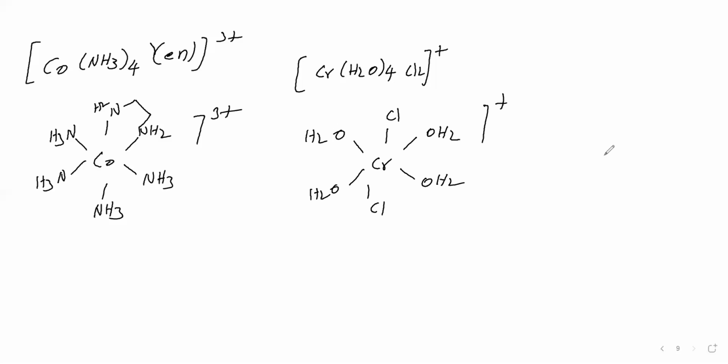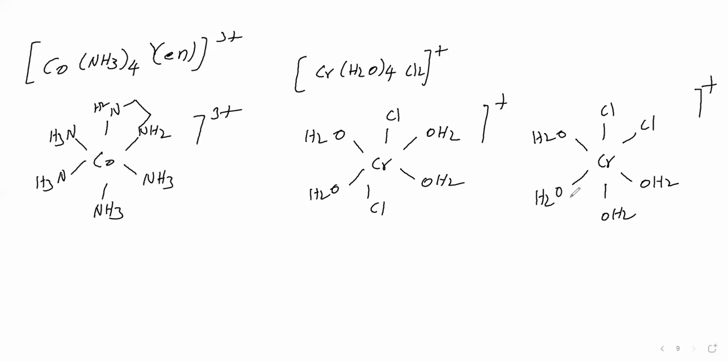Now we will take like this. In this one, do you say a plane of symmetry is present? We have taken a plane like this. Then the left side of this plane is this one, the right side of this plane is this one, equal. Therefore, the plane of symmetry is present. Therefore, it is optically inactive.